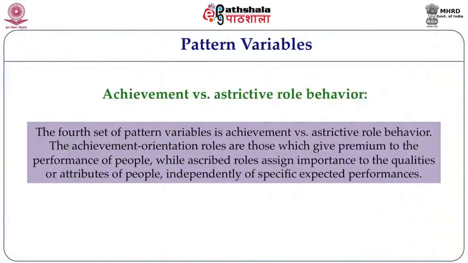Then the fourth one, of course, is achievement and ascriptive behavior. We give more importance to achievement, something we achieve by our performance or by our work, or we give importance to ascription, that which we get by our birth. So that was the dilemma between ascription and achievement.